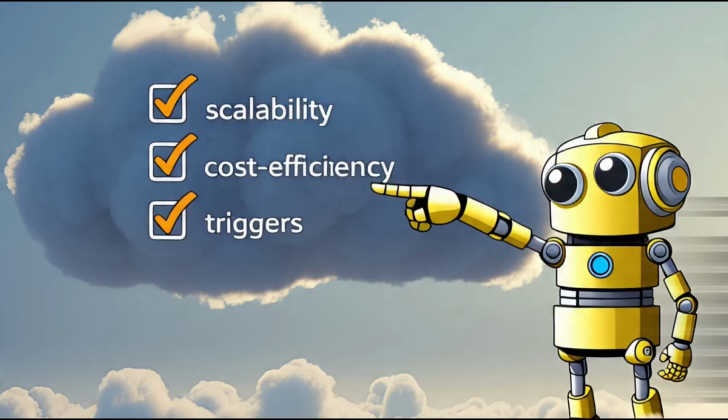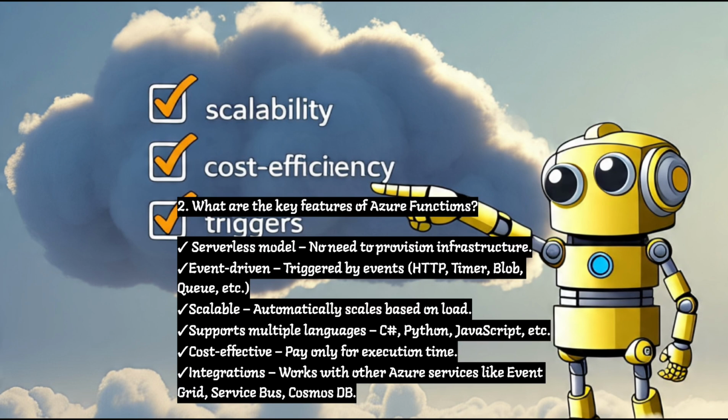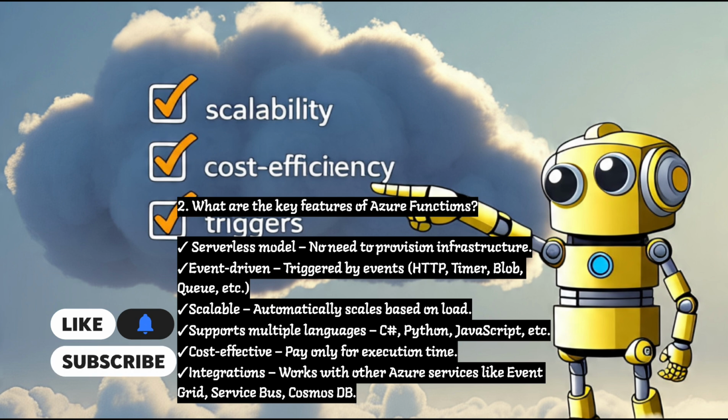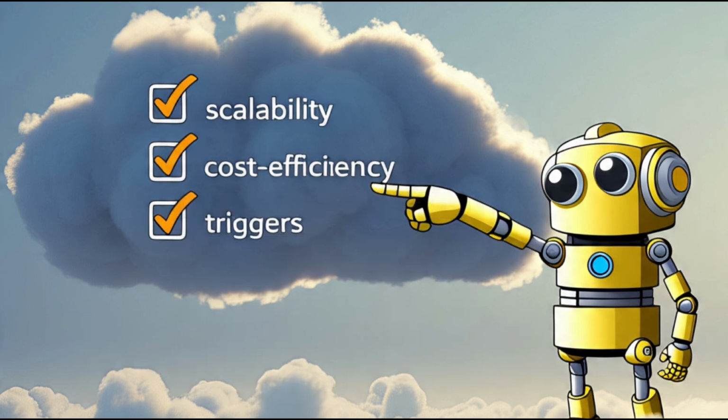2. What are the key features of Azure Functions? Serverless model, no need to provision infrastructure. Event-driven, triggered by events, HTTP, timer, blob, queue, etc. Scalable, automatically scales based on load, supports multiple languages, C#, Python, JavaScript, etc. Cost-effective, pay only for execution time. Integrations, works with other Azure services like Event Grid, Service Bus, Cosmos DB.